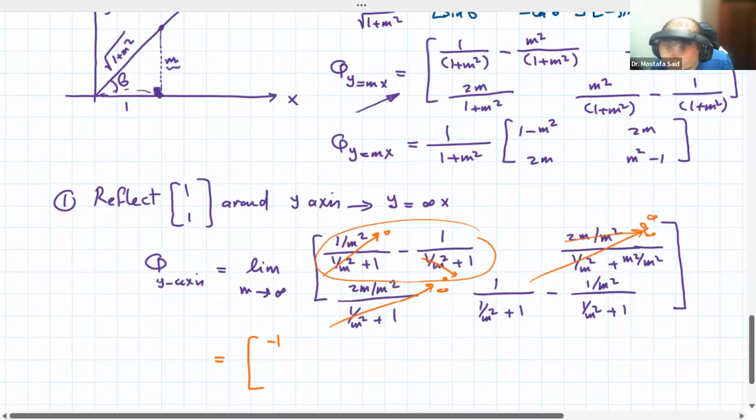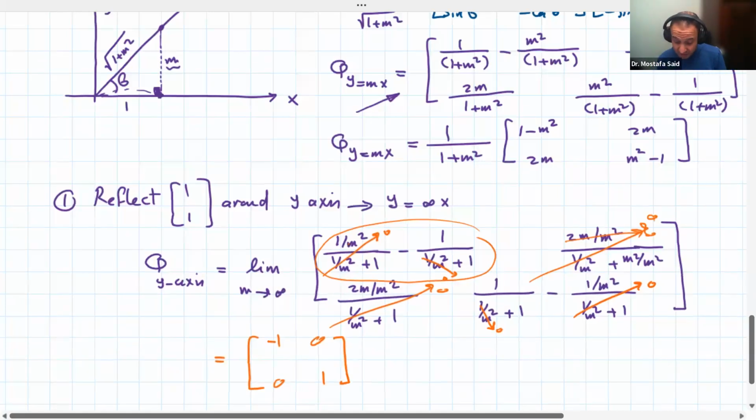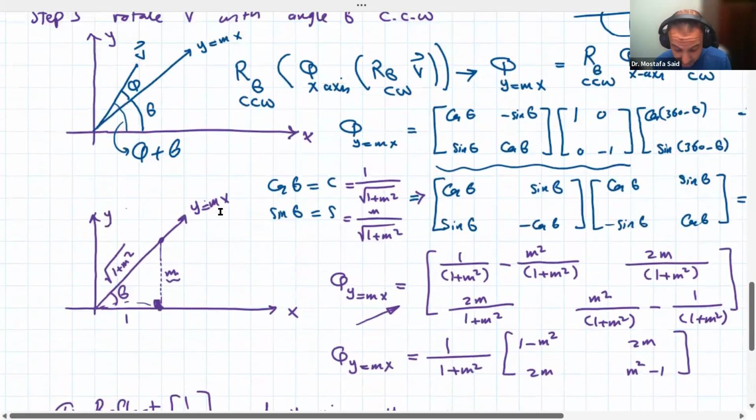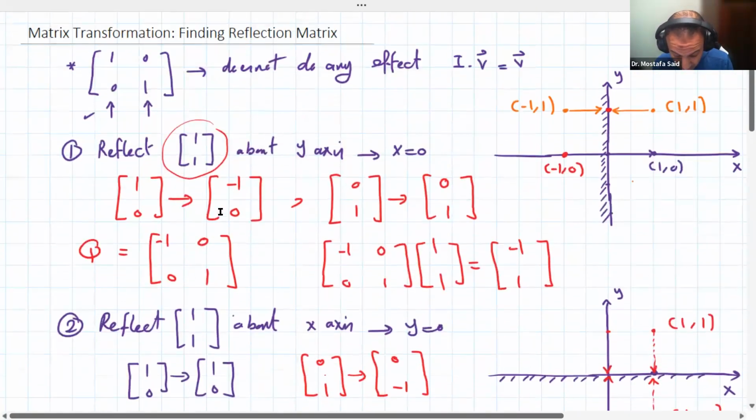All that term will be 0, so we have 0 and 0. Now, this term alone will be 0, but we still have 1 and 1. So 1 over 0 plus 1, which is 1, minus this guy will be 0. That will be it. Now check. We have minus 1, 0, 0, 1. That's correct, right?